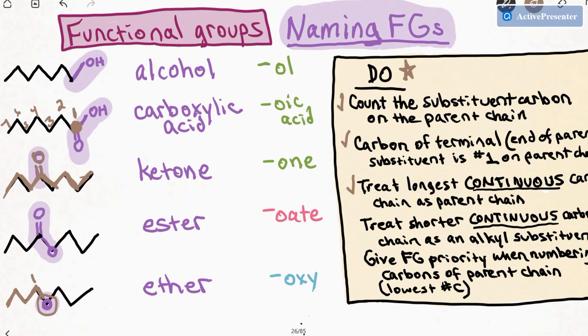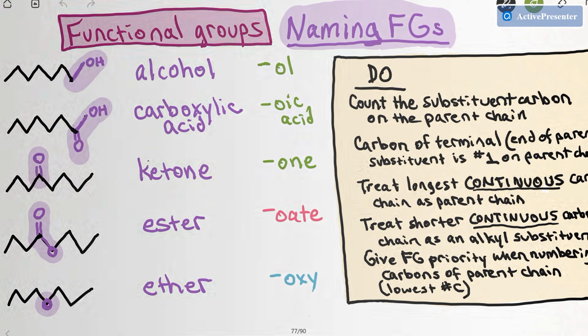So we count 1 with the closest carbon and increasing numbers as you move away from it. You treat the shorter continuous carbon chain as an alkyl substituent. So this would be a 1, 2, 3. That's your alkyl. That's your propyl. That's your alkyl group. And finally, give the functional group the best priority when numbering the carbons of the parent chain. And by priority, I mean the lowest carbon number.